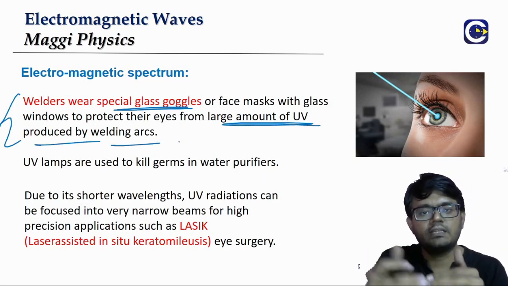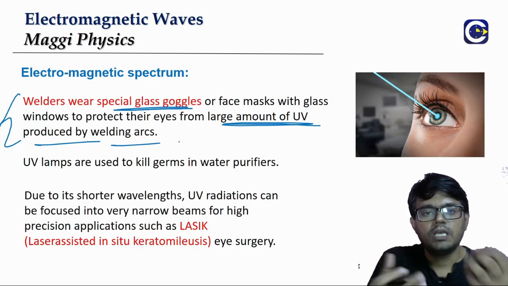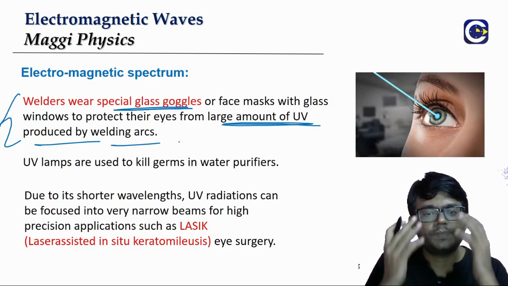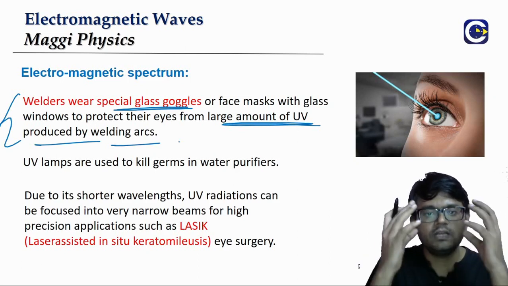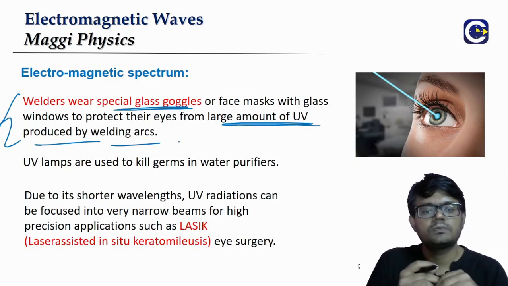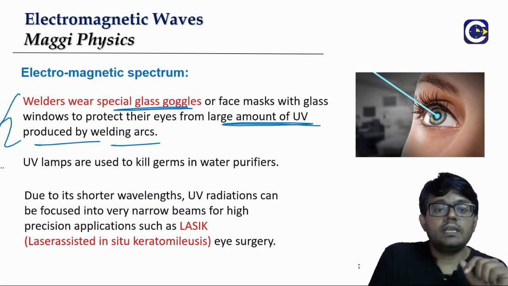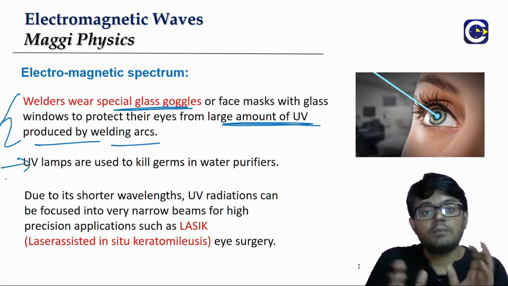And in the welding arc, you know, a large amount of UV rays will be produced. To safeguard from that, they will use a special type of glasses. What do they call them? Welding goggles, they will keep those. Like that, UV rays also have some important normal applications also there.